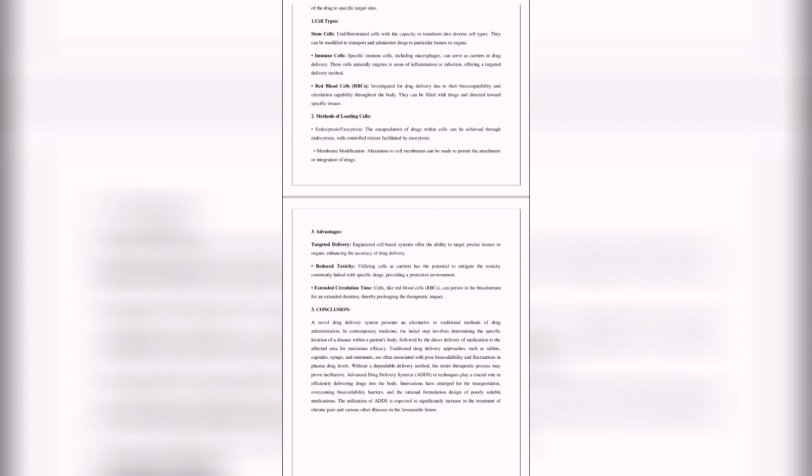Advanced drug delivery systems or techniques play an important role in efficiently delivering drugs into the body. Innovations have emerged for the transportation, overcoming bioavailability barriers, and the rational formulation design of poorly soluble medication. The utilization of advanced drug delivery systems is expected to significantly increase in the treatment of chronic pain and various other illnesses in the foreseeable future, meaning in the near future. So in short, the whole purpose of advanced drug delivery system is to enhance the therapeutic efficacy and specificity of drug delivery while reducing side effects.